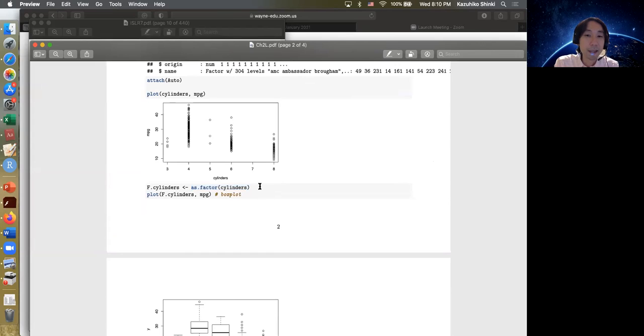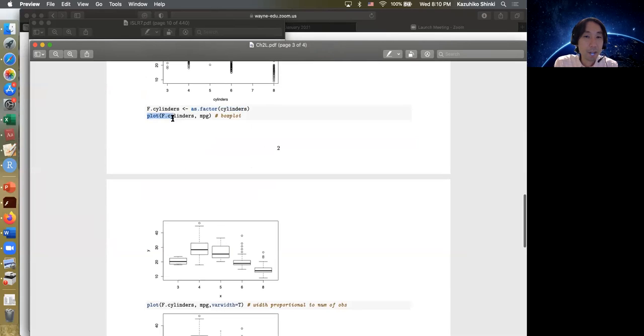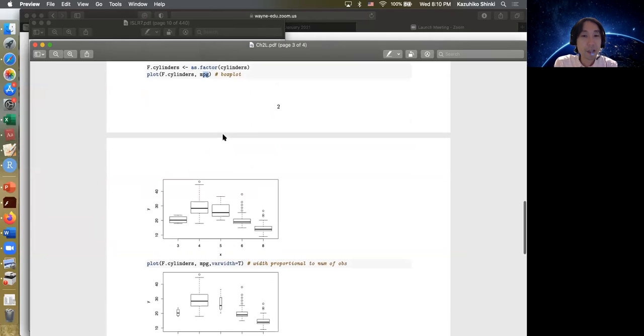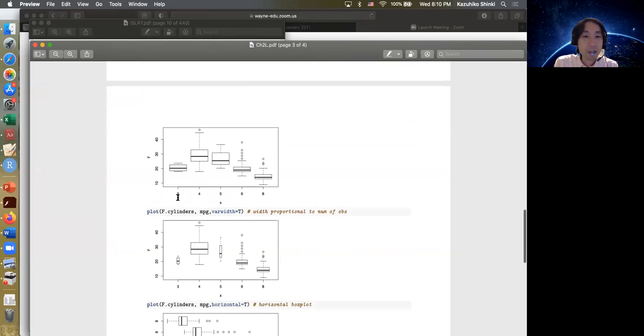So factor means that if R has 4 entries of 3s, then R can recognize those 4 observations are in the same group. Characters are just recognized as characters and R doesn't recognize that those 4 observations have the same X values. If we use the as.factor function, the plot of this factor and a continuous variable becomes a box plot. Or we can say that if one variable is categorical, then the default plot is a box plot in R.